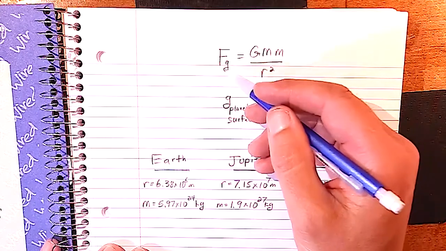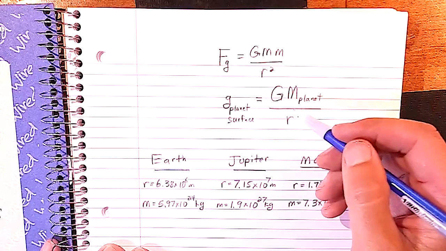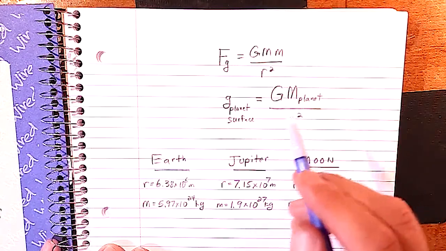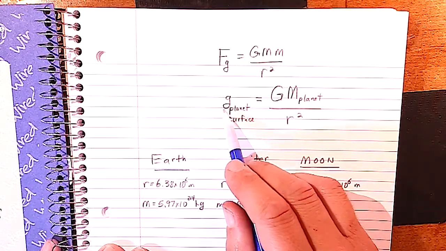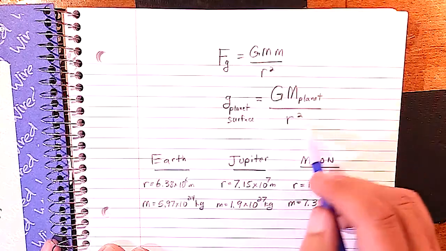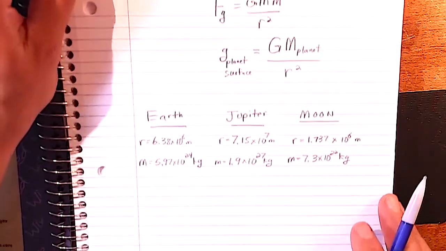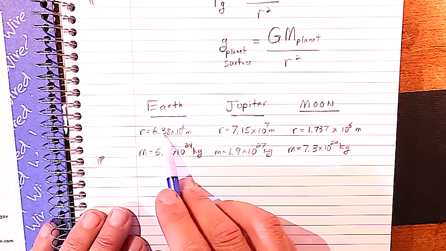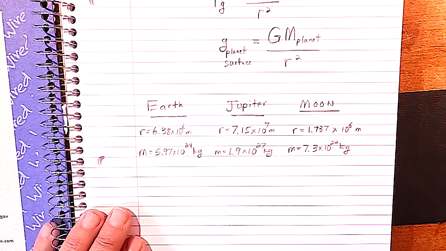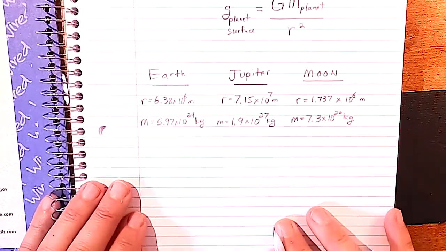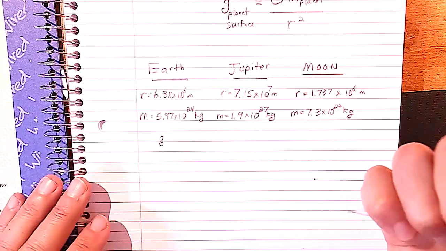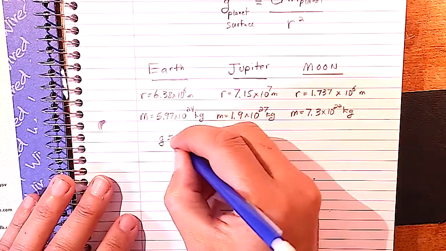We already did this. We put in mg, cancel out the masses. So if we're dealing with a planet and we want to know the gravity on the surface of that planet, we can just plug in some numbers here. So here are some numbers for the Earth. This is the radius of the Earth and the mass of the Earth. And you can do this if you want. You can plug in the numbers. But you would expect that this comes out to 9.8 meters per second squared, which it does.